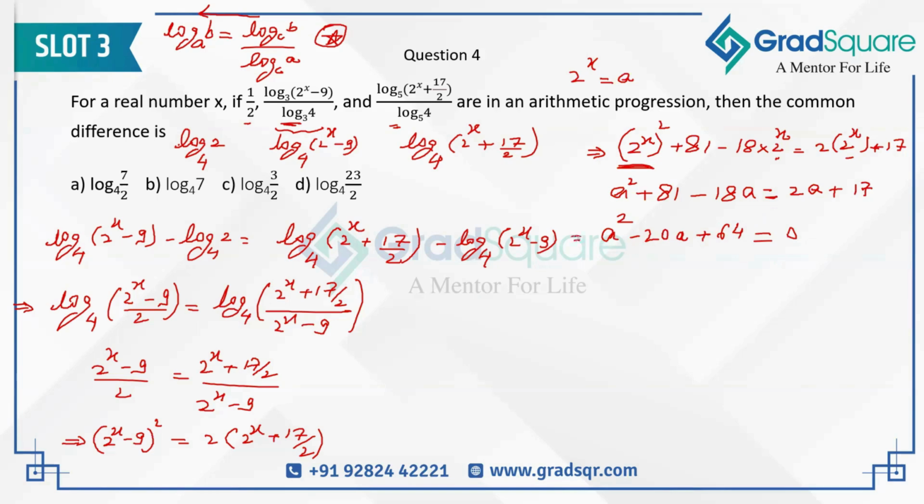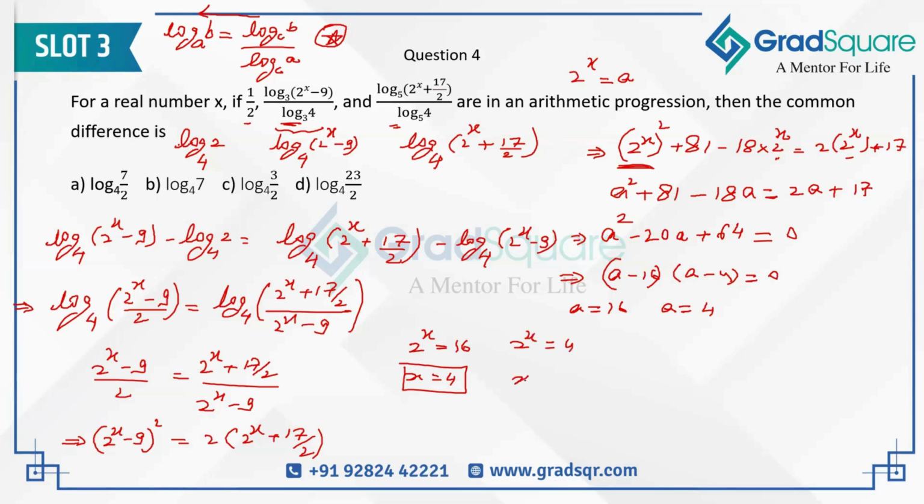Now, if you look at this equation, you will realize 16 fours are 64. So this expansion will turn out to be (a - 16)(a - 4) equals 0. So the value of a will be 16 and the value of a will be 4. This is what we'll have. Now what was a? 2^x. So 2^x is turning out to be 16. That means my value of x should turn out to be 4. That's one value of x. Second, 2^x equals 4. That means my value of x will be 2. These are the two values that we have.